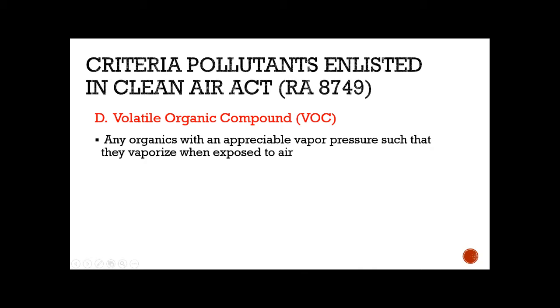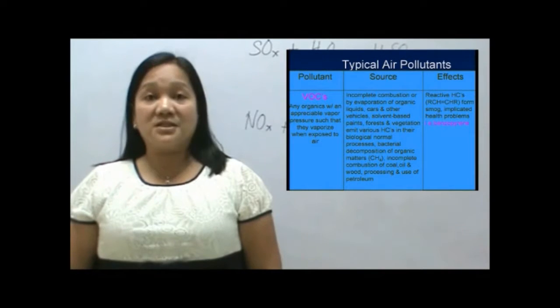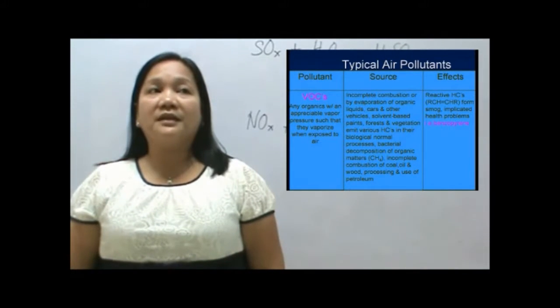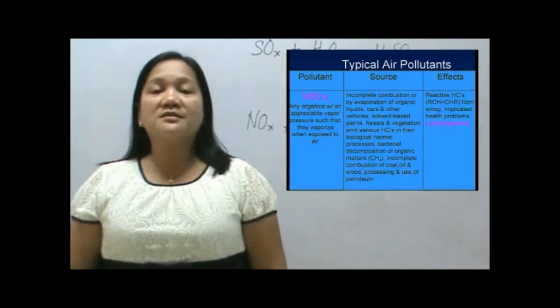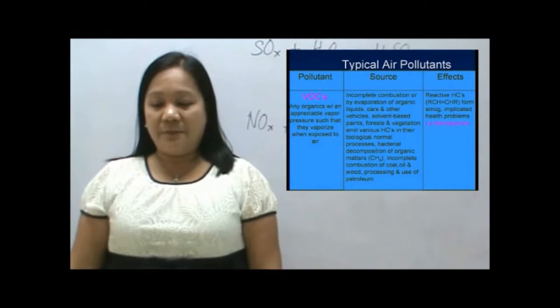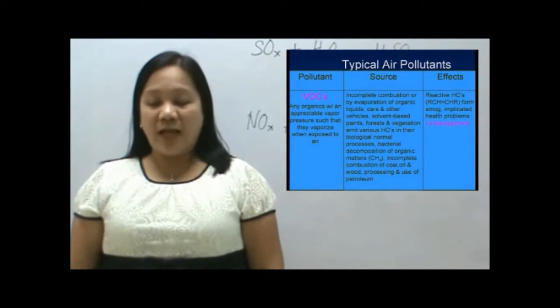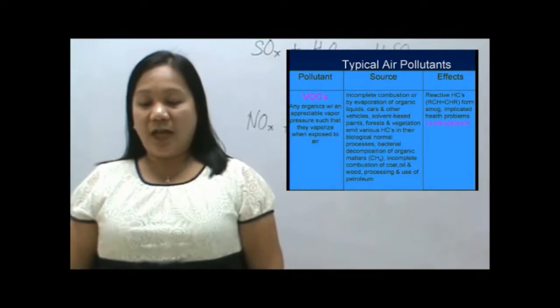The next criteria pollutant that we're going to discuss is VOC. VOCs stand for volatile organic compounds. These refer to any organics with an appreciable vapor pressure such that they vaporize when exposed to air. They come from incomplete combustion. So instead of having carbon dioxide from complete combustion, you would be producing, for example, methane or CH4 as a product of incomplete combustion. Or you may also have it from evaporation of organic liquids.